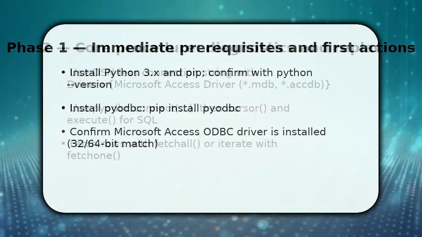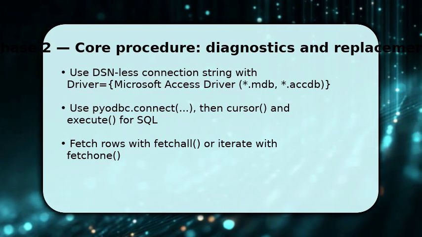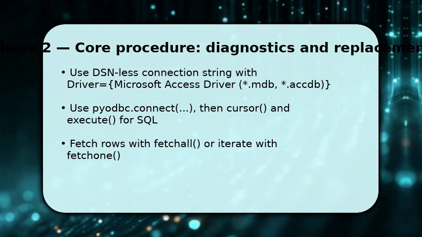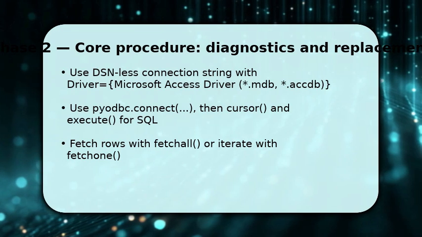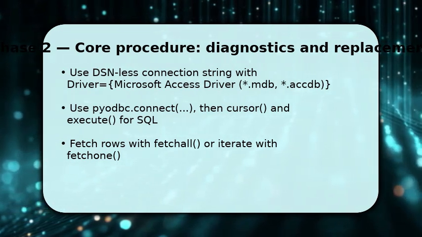Compose a DSN-less connection string, include driver, DBQ equals full path, and optionally UID/PWD for protected files. Then in Python use pyodbc.connect with the connection string and call con.cursor to get a cursor.